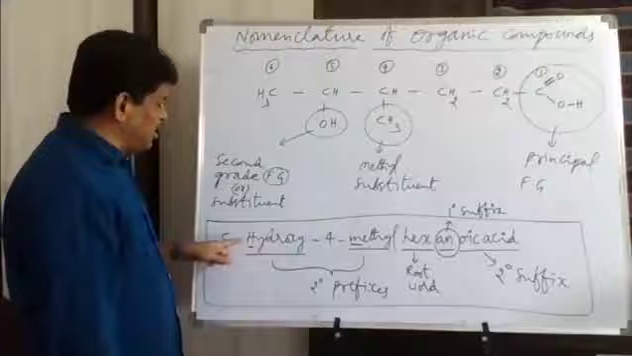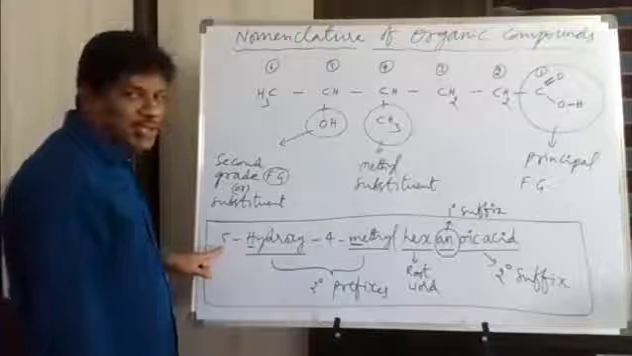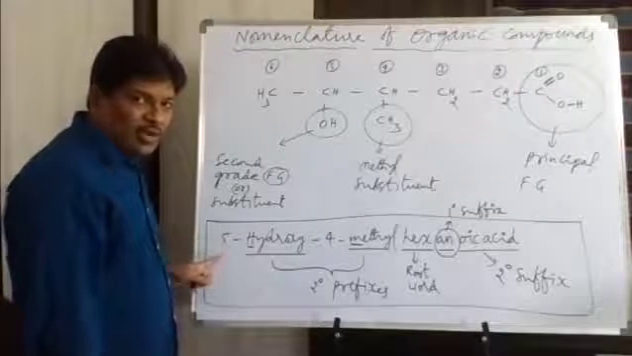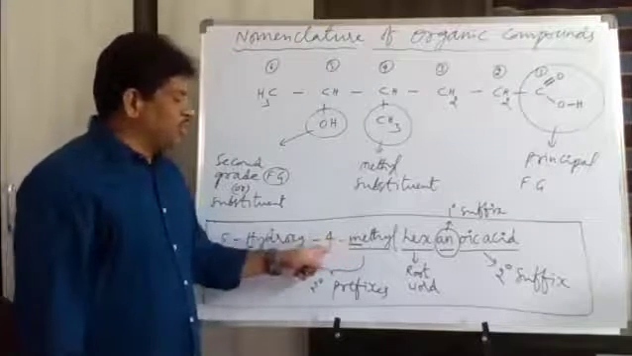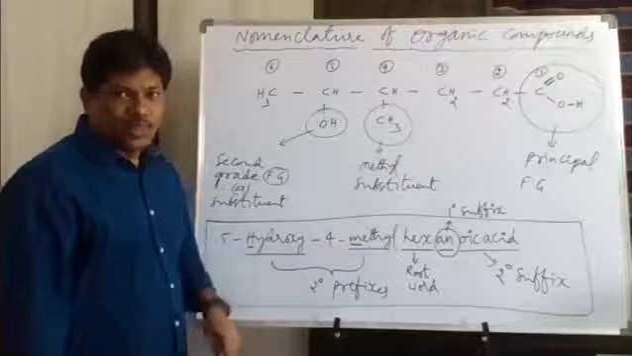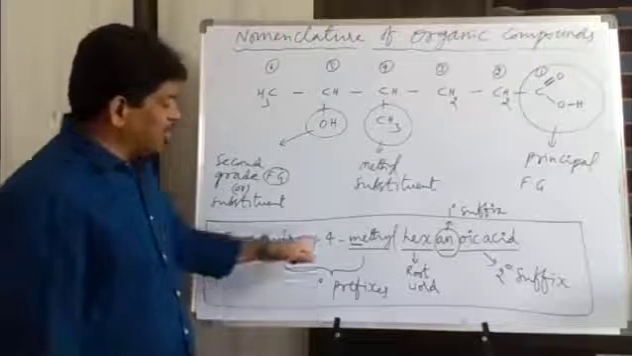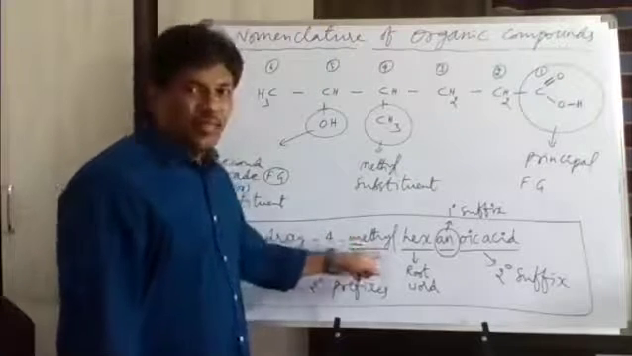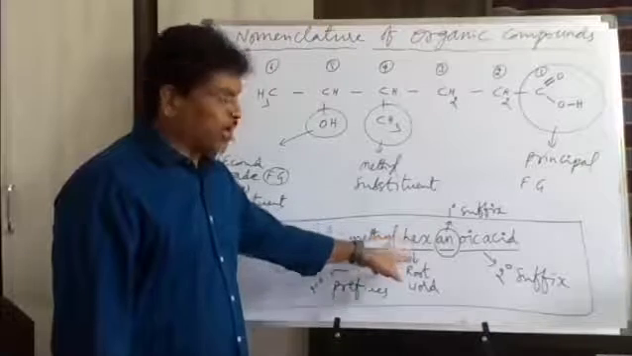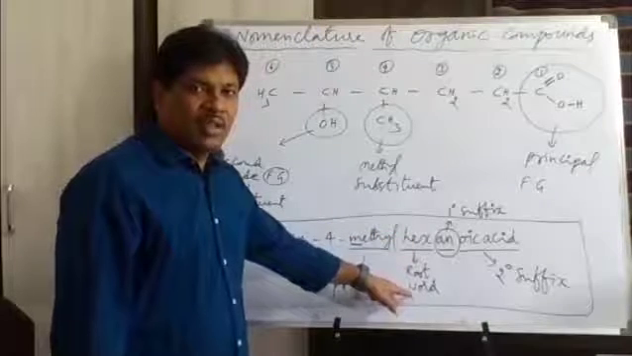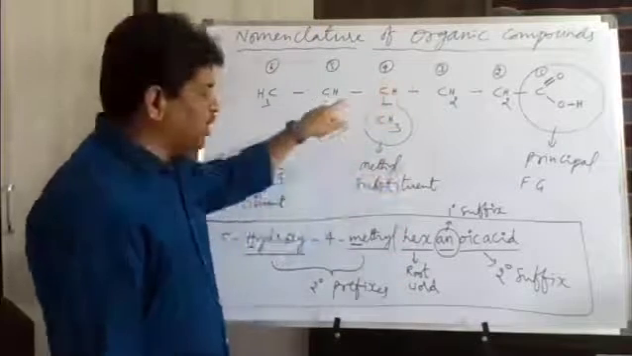The position of hydroxy is the locant. The locant of the hydroxy group is 5. The locant of the methyl group is 4. So 5-hydroxy, 4-methyl. And hex indicates the number of carbon atoms. How many carbon atoms? 6 carbons forming the parent chain.